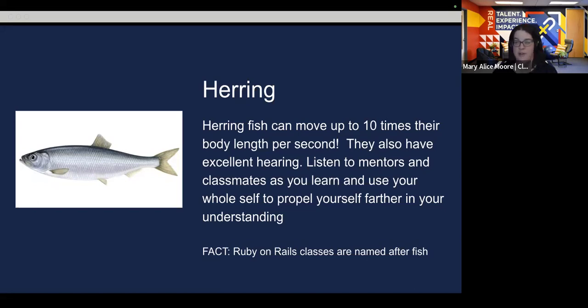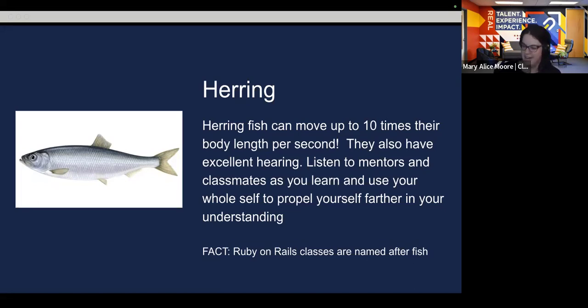I am unabashedly corny, so I like to always start out the student orientation with the explanation of why your class is called the Herring class, and some little factoids about herrings. Herrings are fish that can move up to 10 times their body length per second. They're very fast little fish. They also have excellent hearing and are known as the silver darlings or the silver of the sea. So of course I have to put that into action in some way, shape, or form. Like a herring, use your excellent hearing to listen to mentors and classmates as you learn. Use your whole self to propel yourself further in your understanding.